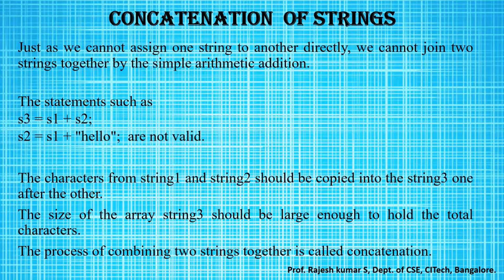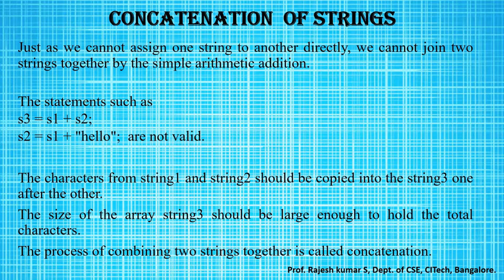So going to the last function, concatenation of strings. Now what is concatenation of strings? Combining two strings, we call it string concatenation. Normally this cannot be done with the simple arithmetic addition operator. For example, here I've taken the statement S3 equals S1 plus S2. In this statement, I can't add the S1 string plus the S2 string and store it in the S3 string. It is not possible. Again, I can't add S1 plus a string in double quotes such as "hello". This string cannot be added with the S1 array, and I can't store it. All these are invalid.